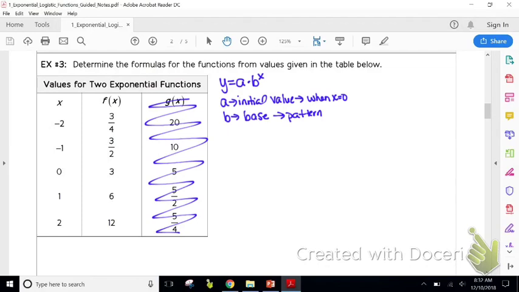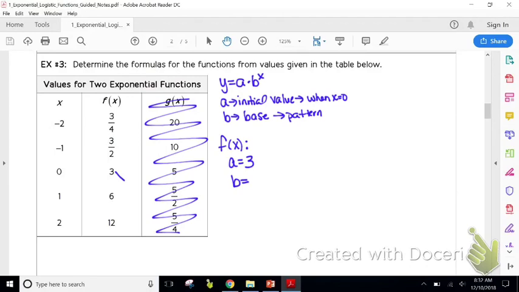So for f of x, what is my initial value? Where can I find that on here? When x is 0, so what is it? The 3. Now to find my base, I need to find a pattern. And it's hard to find the pattern with a bunch of fractions. So if you have whole numbers, look at them first.